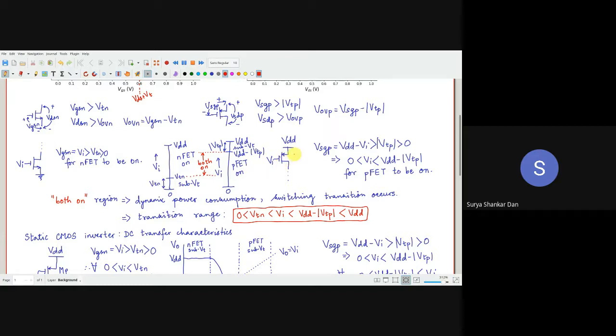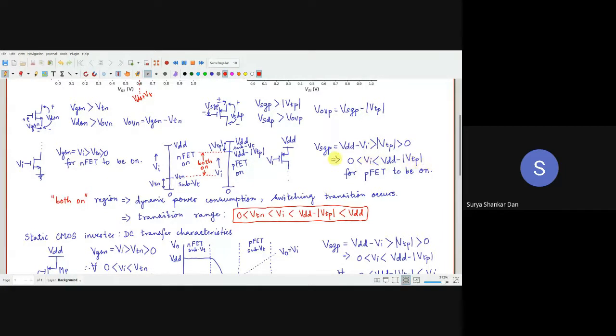Then VSGP क्या होगा? As I said, VSGP has to be greater than mod of VTP. तो VSGP क्या होगा? VDD minus VI. This has to be greater than mod of VTP as shown here. And mod of VTP is always positive, है ना? Because VTP is negative, we know. But mod, that means the absolute value, is always positive, correct? तो 0 हो गया. So वहां से हमें क्या पता चलता है? That VI, you bring it to the right side, VTP to the left side. So VI should be less than VDD minus mod VTP.